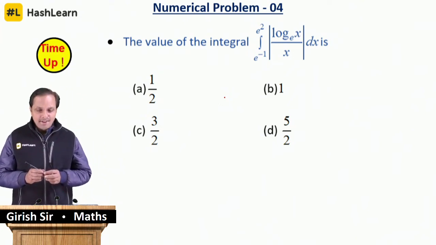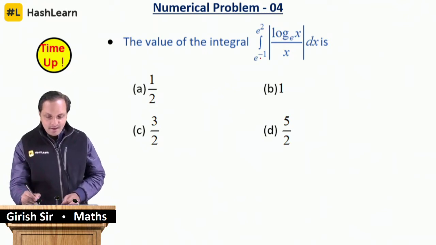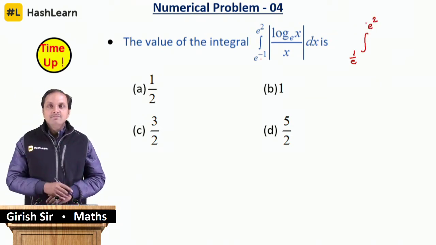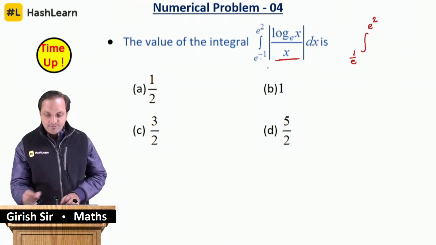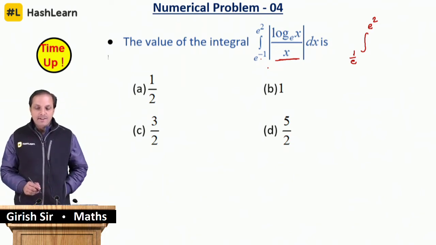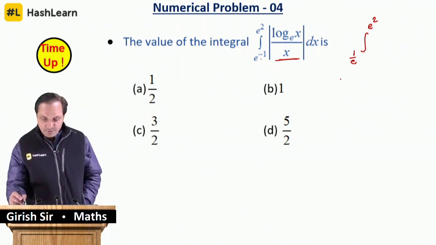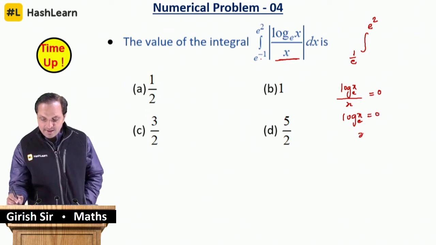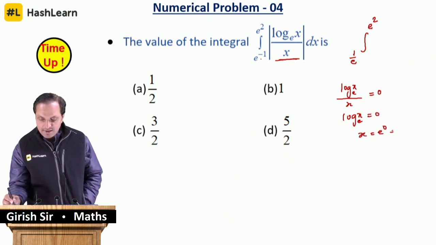So how to integrate this? You know that the lower limit is 1 by e and it goes up to e square, and there is a log term divided by x which is inside the mod. So you have to put log x to the base e by x equal to 0. When you do, you will get log x to the base e equal to 0, which means x is e power 0, which is equal to 1.